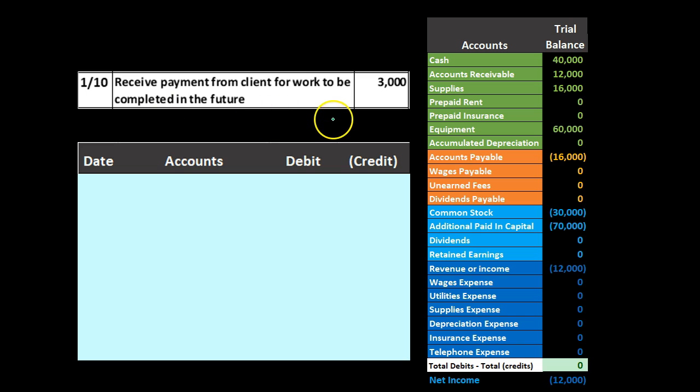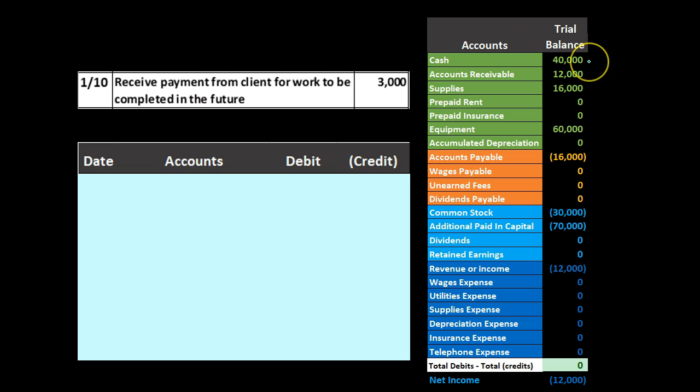So if we see a transaction like this, the first question I would ask with every transaction is, is cash affected? And in this case, yes, cash is affected. Received payment means cash is affected. We may not know anything else about the problem, but we could start to construct the journal entry just based on that, because it'll help us move forward to the rest of the problem and figure out what to do next.